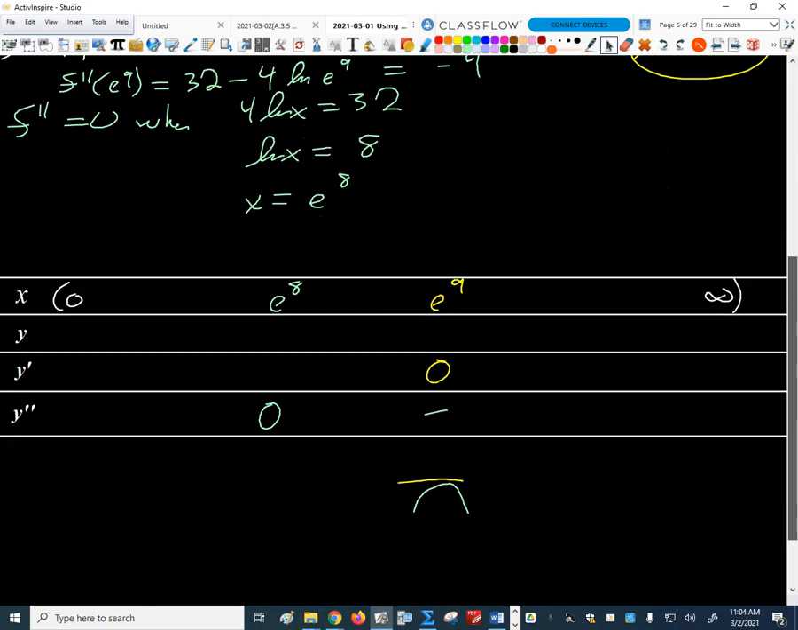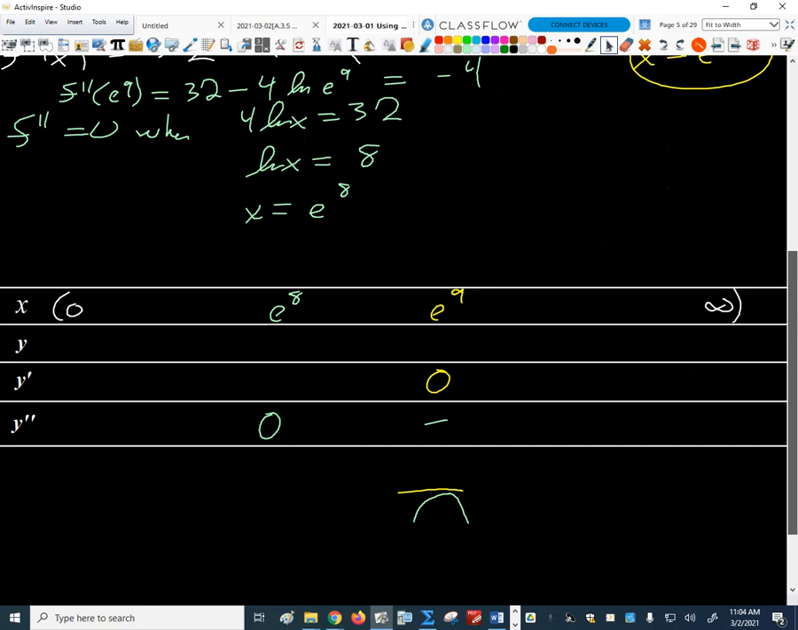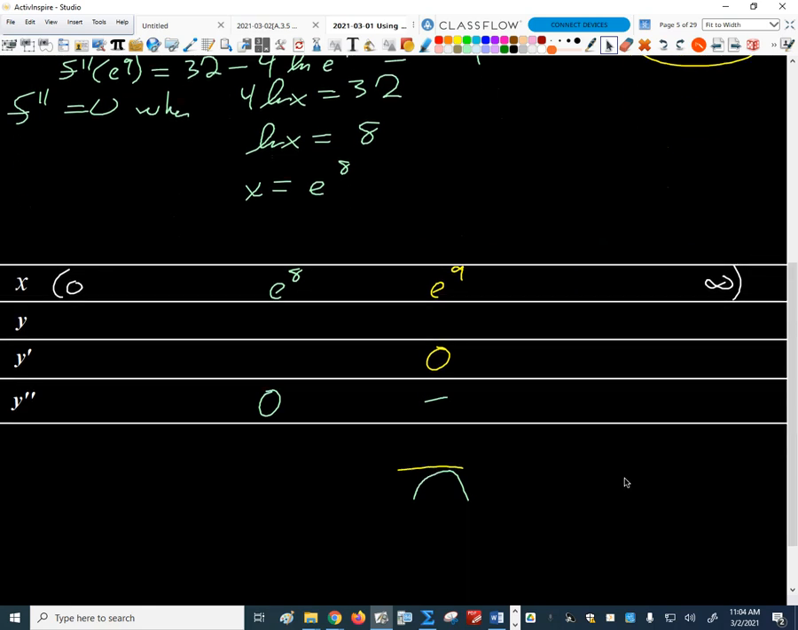We were filling out some stuff for our table. And let's see. We used the second derivative test on our critical number at e to the 9th, and we found out that the second derivative had a negative sign at that point, so that had to be a maximum. And then at e to the 8th, we had a 0 of the second derivative.